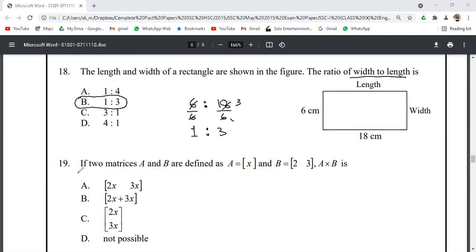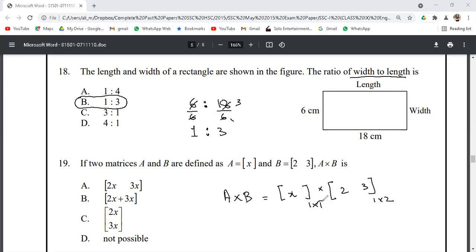Let's see question number 19. In this question, we have two matrices A and B, and we have to multiply the matrix A with matrix B. So A multiplied by B. The value of A is x and its order is 1 by 1. And the value of B is 2 and 3. So the order of this matrix is 1 by 2.